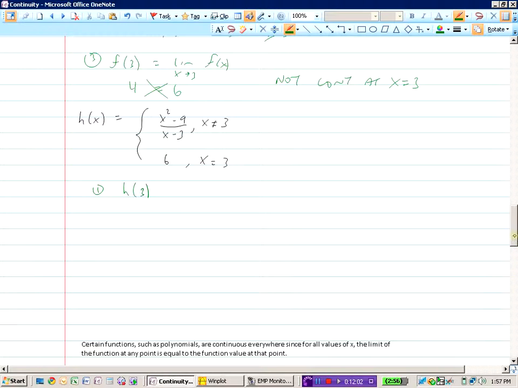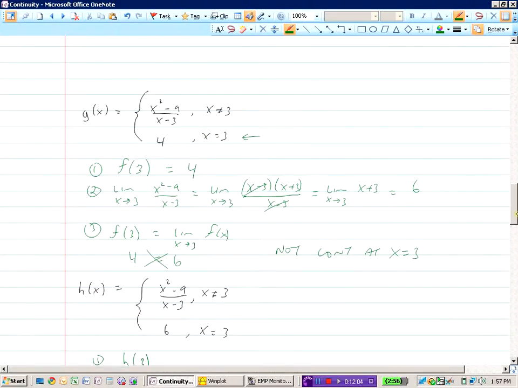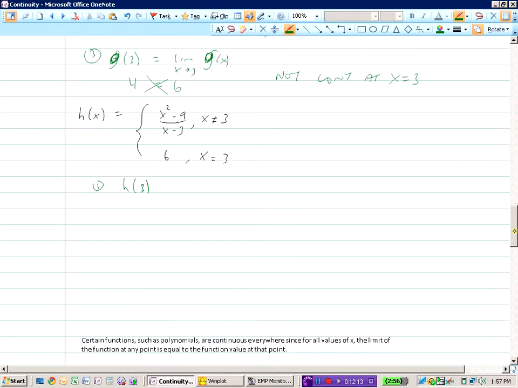I think I used f back there. That was a mistake, wasn't it? I should have had g's on these because we were talking about a g function. This function was called g of x, not f of x. This one's called h of x. H of 3 in this case now is 6.